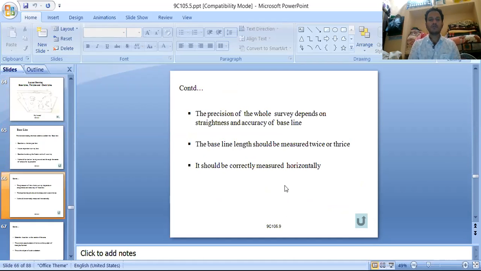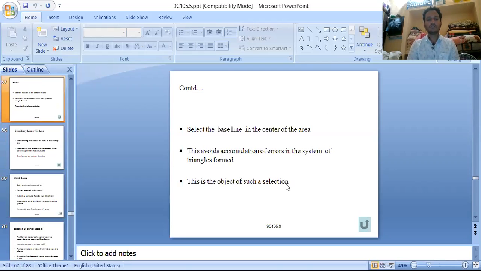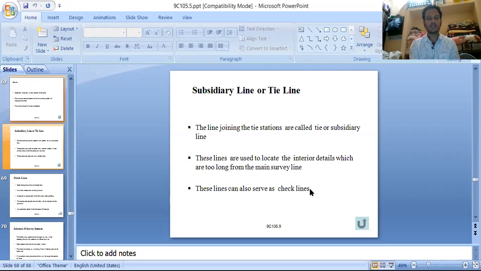The precision of the whole survey depends on the straightness and accuracy of the baseline, because through it we will create a number of triangles and measure the areas. The baseline length should be measured twice or thrice so that we will have more accurate results. It should be correctly measured horizontally. Select the baseline in the center of an area. This avoids accumulation of errors in the system of triangles formed. This is the object of such a selection.